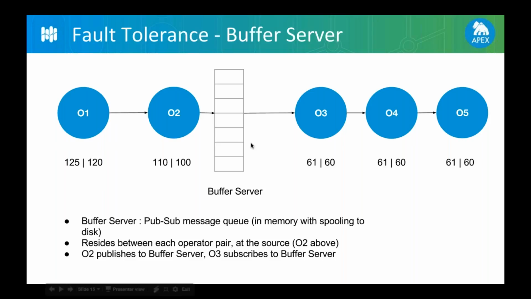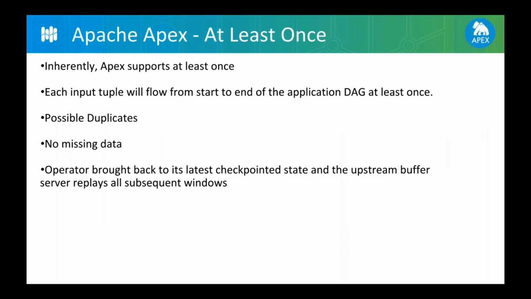Okay, so since we have moved back a state, we are ensuring that there would be no data loss, right? Because even if an operator fails, it can move back, and it ensures that all of the data which it needs to read and process actually gets processed. So in a way, by default, Apex would support at least once. That is, each of the input tuples will get processed through the entire application at least once. So in this case, yes, there can be possible duplicates, but it ensures that there is no missing data. So all the input records would get processed, and this is ensured by bringing the operator back to a checkpointed, consistent state, and by making use of the buffer server, we can replay all of the windows which were lost when one of the operators failed.